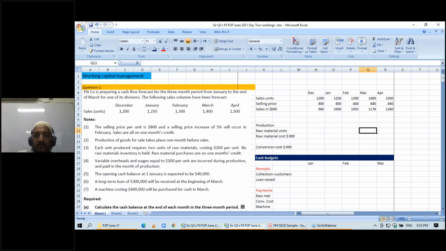Now, production. According to the question, please note this point, this is very important. Note number 2 says that production of goods for sale takes place 1 month before the sales. This means that the 1250 units of January will be produced in December. 1300 units of February will be produced in January. So 1 month in advance they are producing, right?